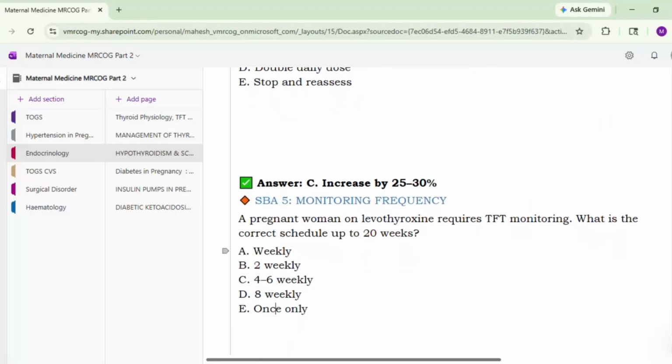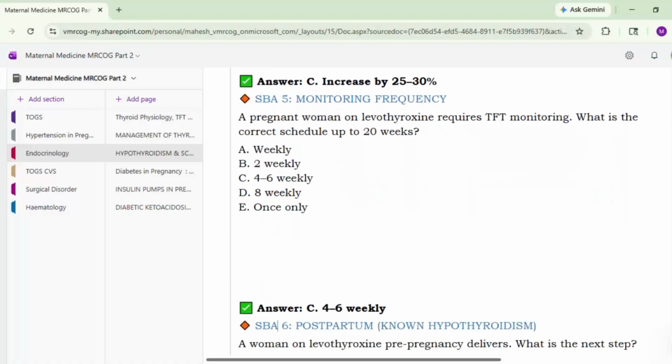Next. A pregnant woman on levothyroxine requires TFT monitoring. What is the correct schedule up to 20 weeks? It is C, 4 to 6 weekly. She is on levothyroxine and TFT monitoring, a pregnant woman on levothyroxine, C, 4 to 6 weeks.